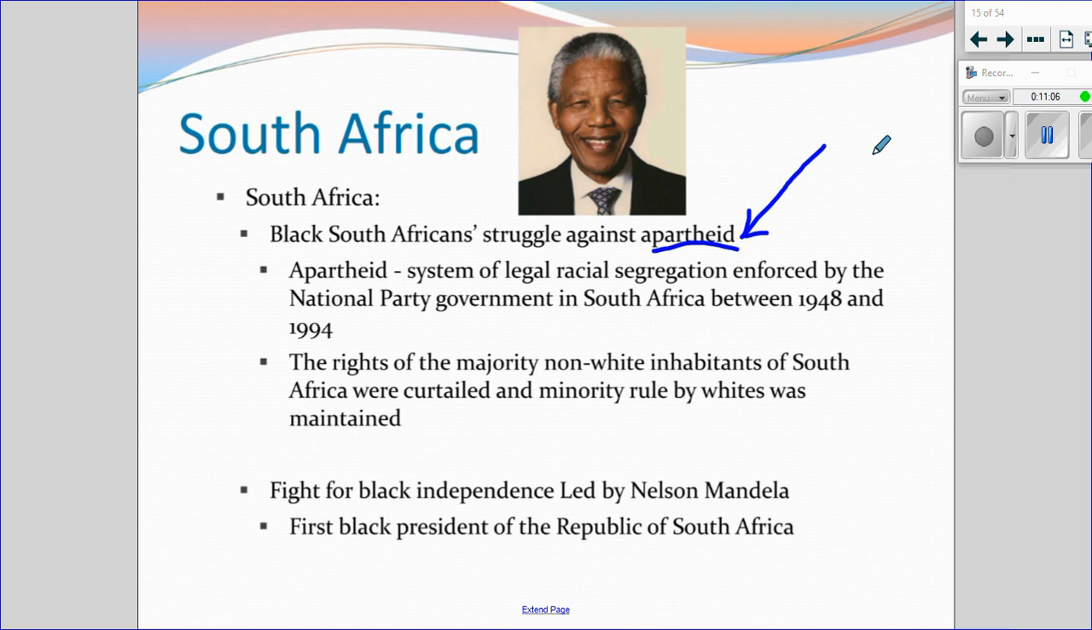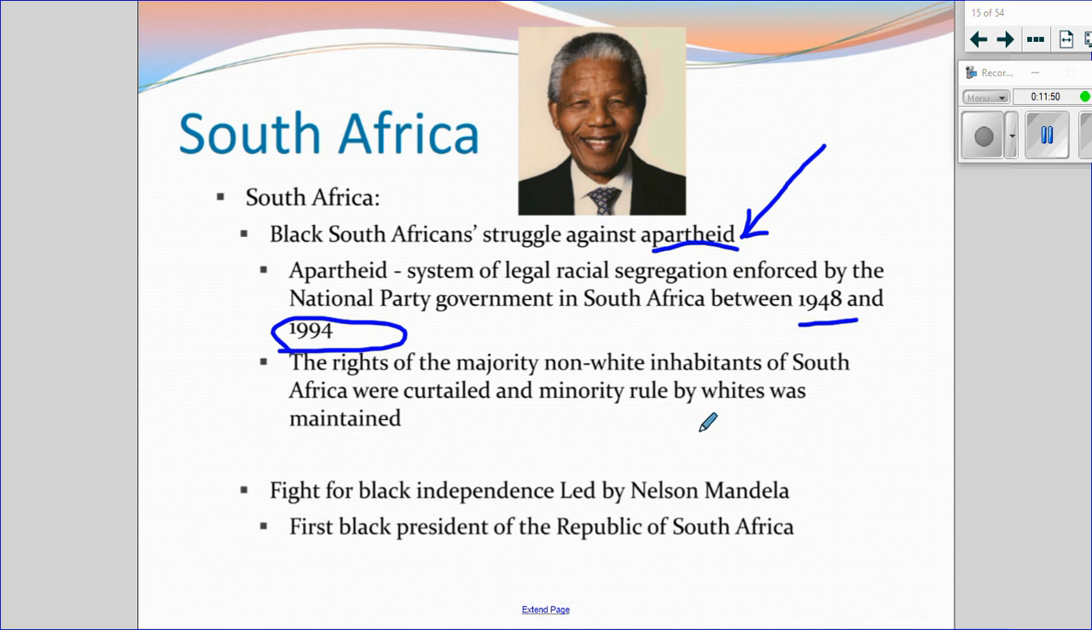Well, apartheid was a system of legal racial segregation that was strictly enforced by the National Party government in South Africa, and it went from 1948 all the way until 1994. Previous administrations actually imposed sanctions against South Africa, and it's under the Clinton administration that those sanctions are lifted when apartheid finally ends. It's important to note that the majority of non-white inhabitants in South Africa were curtailed. So they were given fewer rights, they were discriminated against. The white inhabitants of South Africa were given better land.